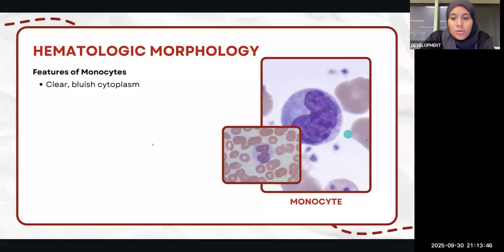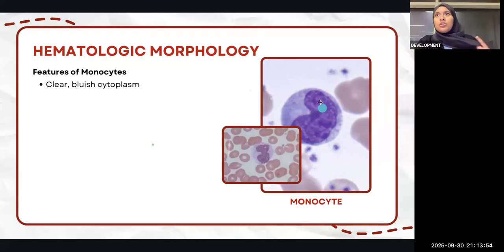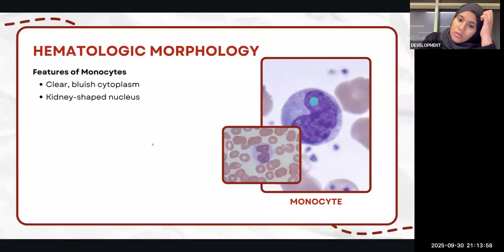Monocytes have a clear bluish cytoplasm. It looks kind of blue. And how do you differentiate a monocyte from a lymphocyte? The monocyte has a kidney bean shaped nucleus. Kidney shaped nucleus. It has an indentation over here. That's a monocyte. And once again, you don't have any granules. Okay, now we're done with all the cells.